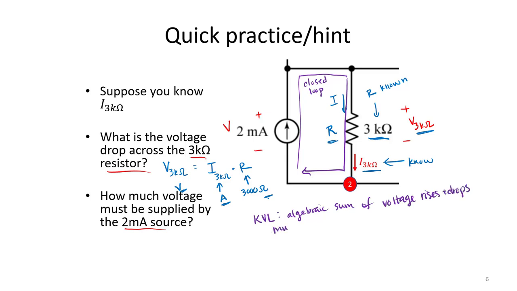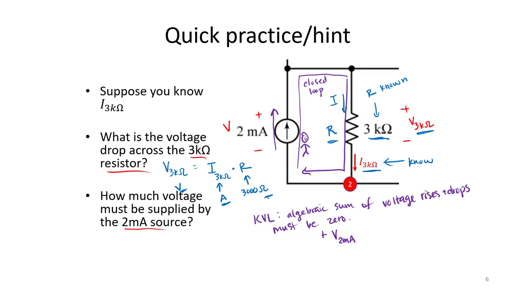That sum must be 0. So I can take a walk around my circuit and find out what my voltages are. Let's go ahead and walk clockwise around this circuit. If I walk clockwise around, I can determine that I have some voltage rise from my 2 milliamp source.